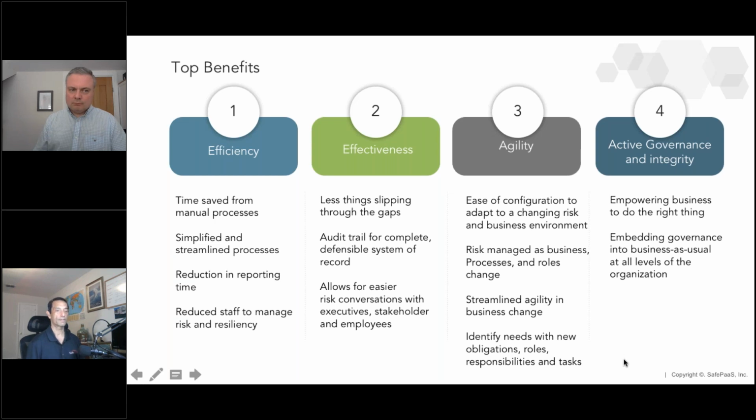I'll pick maybe one more example since we have a little bit of time, and then we'll open it up for questions. So one of the last points, I'll pick number 4, active governance and integrity, right? So I also had an opportunity to work with a top university on the West Coast that has one of the highest profiles of alumni that run companies like Google and Facebook and so forth.